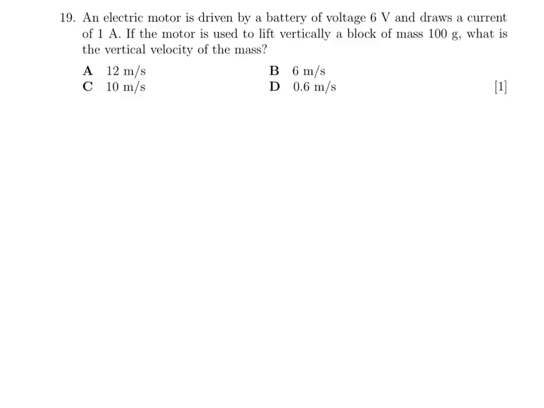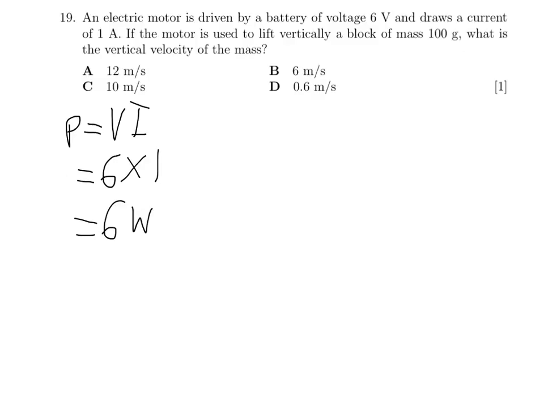In this question we've got an electric motor and it's lifting up a mass of 100 grams, and we're being asked how quickly the electric motor lifts it up. Now to answer this we need to use the fact that power equals voltage times the current. So our voltage is 6 volts and our current is 1 amp. So 6 times 1 is 6. And what we've just found there is the number of joules per second. So 6 watts means 6 joules per second.